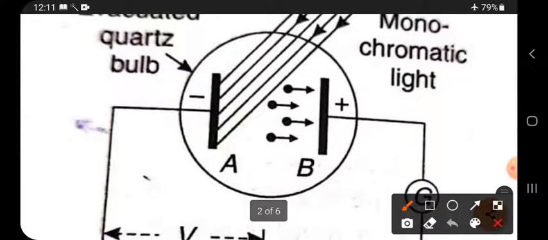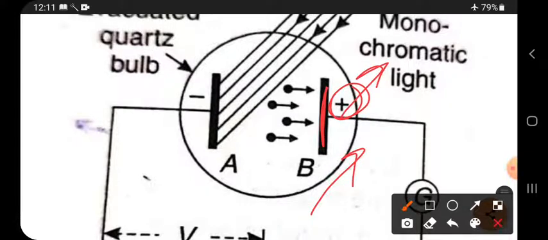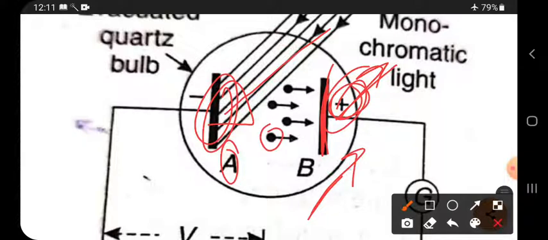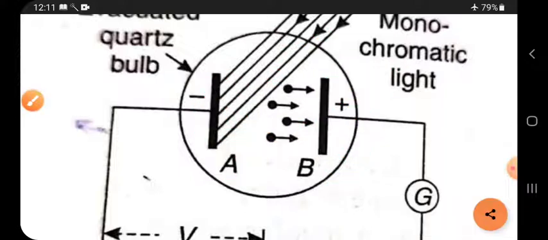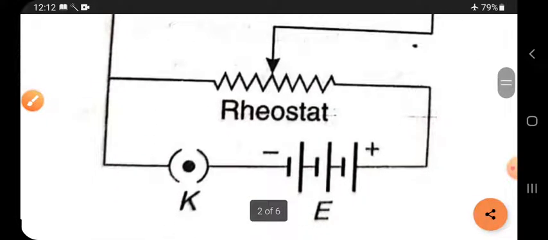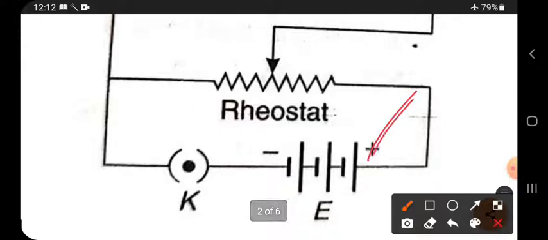Okay. So B is generally connected to the positive terminal. That is why, if you increase the potential, its positivity increases, right? If you increase its potential, it means its positivity increases only. When its positivity increases, the electrons which are emitting from the metal plate A are negative, and they will be readily attracted by this plate. So that is why we have to increase its positive potential. See, it is connected to plus.